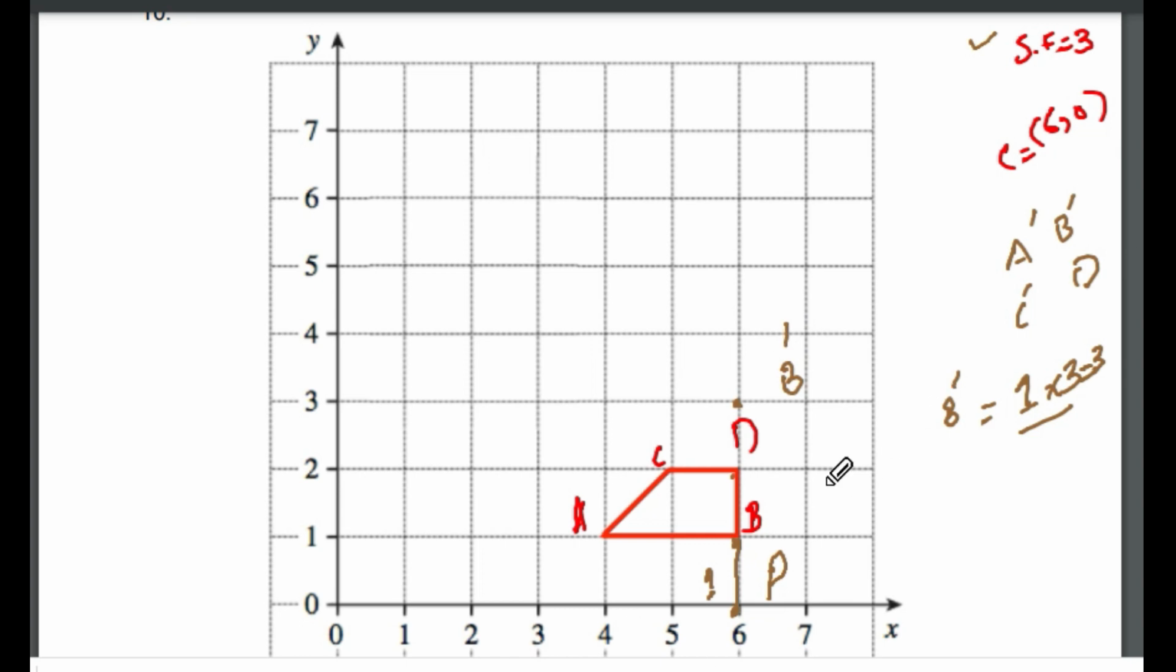Okay, now let's do it for point D. To reach your point D, how many units do you need to cover? 1 and 2 only. Okay, to find D dash, you need to multiply 2 by 3, that is equal to 6. So starting from point P, we need to count up to 6. 1, 2, 3, 4, 5, 6 over here. So this is your D dash, right?